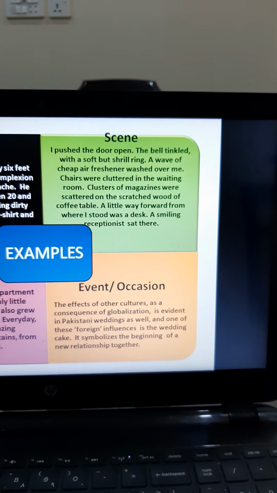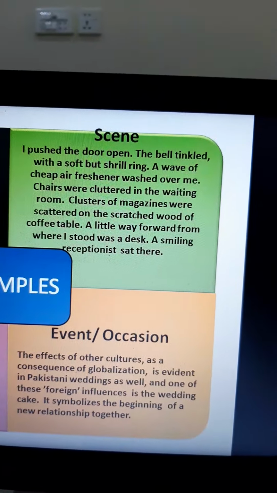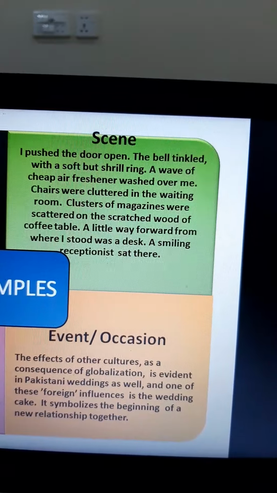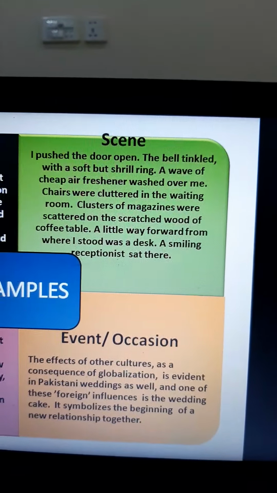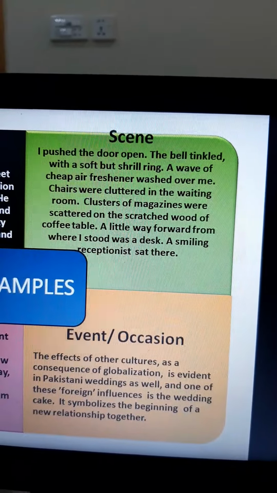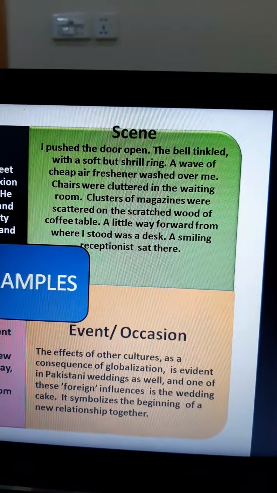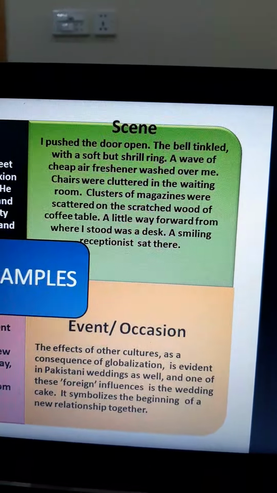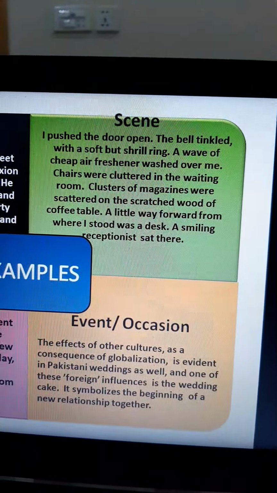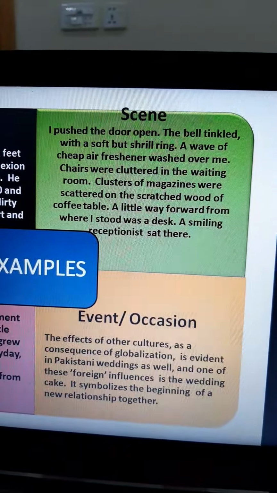The second one is a description of a scene. I pushed the door open. The bell tinkled with a soft but shrill ring. A wave of cheap air freshener washed over me. Chairs were cluttered in the waiting room. Clusters of magazines were scattered on the scratched wood of the coffee table. A little way forward from where I stood was a desk. A smiling receptionist sat there.